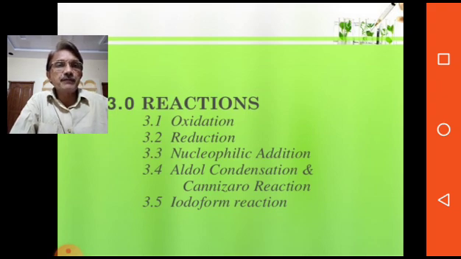Contents of today's topic: oxidation reactions of aldehydes and ketones, reduction reactions, nucleophilic addition reactions, aldol condensation and Cannizzaro reaction, iodoform reaction.